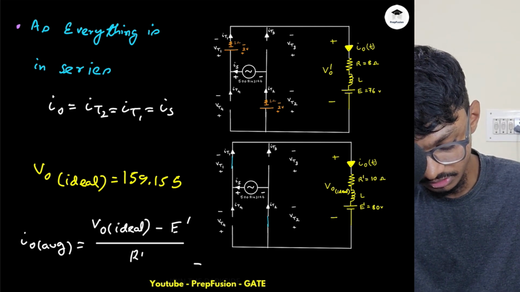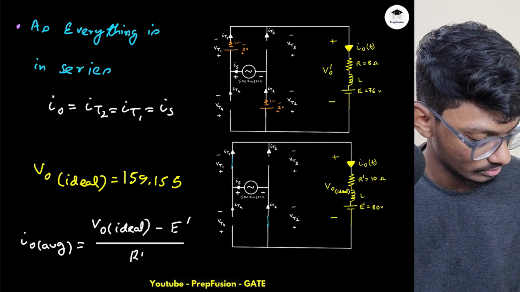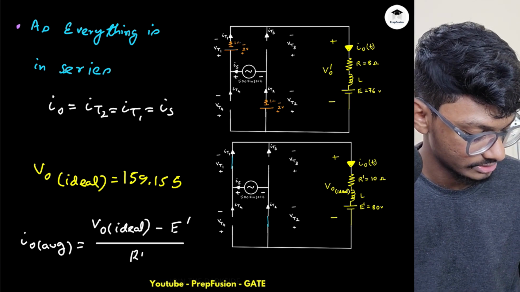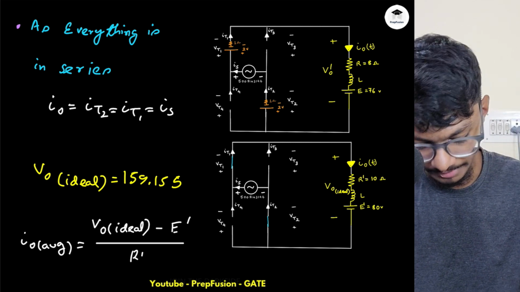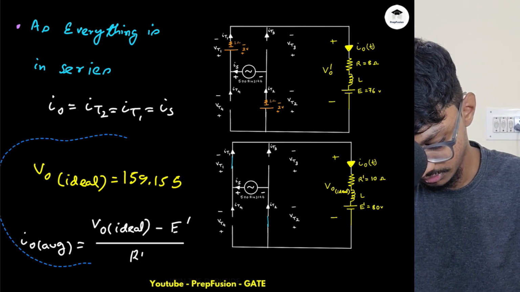So if I compute this real quick, this will be 159.155 minus 80 divided by R dash, which is 10. So this will be 7.915 amperes. So if I just reduce the size of all this, right?